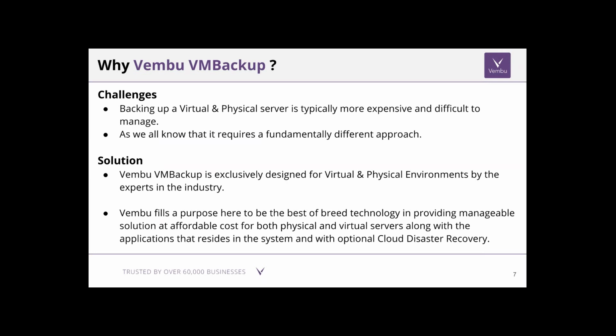So why do we need Vembu VMBackup? Nowadays, backing up virtual servers and physical servers has typically become very expensive, and managing the backups of physical and virtual servers has become very difficult. So there needs to be a different approach towards backing up physical and virtual servers. Vembu VMBackup is a product designed to back up virtual and physical environments, which not only helps you back up both environments, but also ensures that it backs up the physical and virtual machines with the applications running inside, ensuring the applications inside those machines are consistent. It also has optional cloud disaster recovery features.